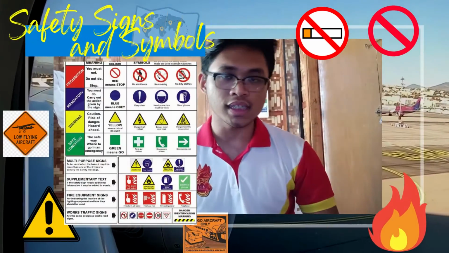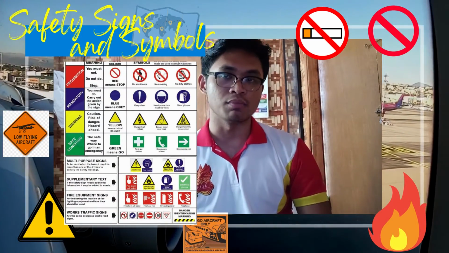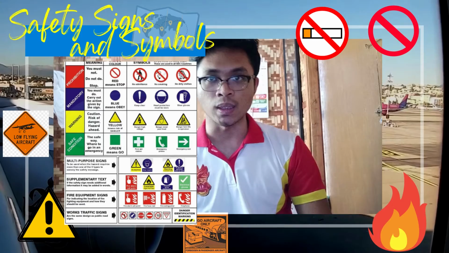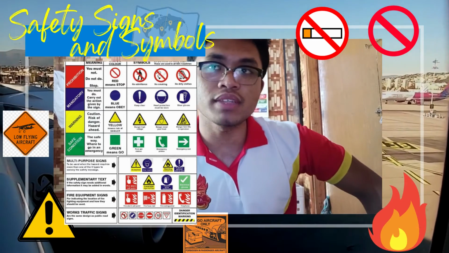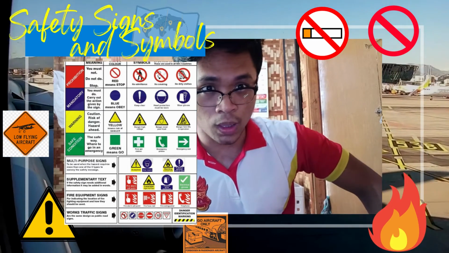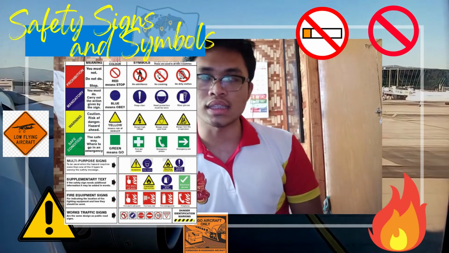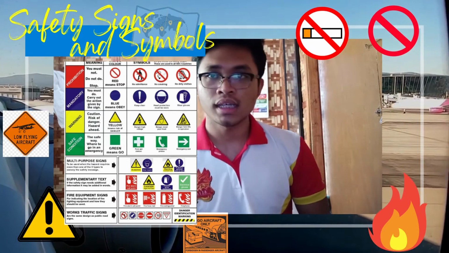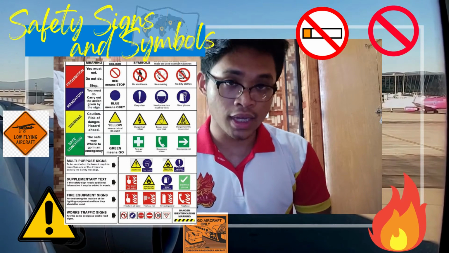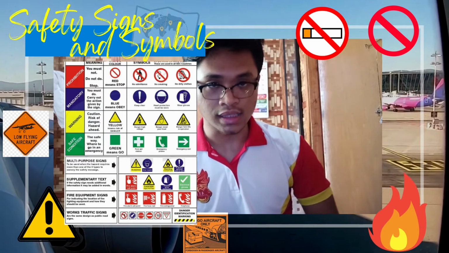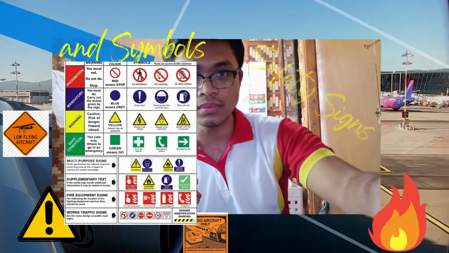There are a total of 6 types of safety signs and symbols present in the aviation industry. These types of safety signs and symbols are prohibition signs, mandatory signs, warning signs, information about safe condition signs, fire safety signs, and safety labels.